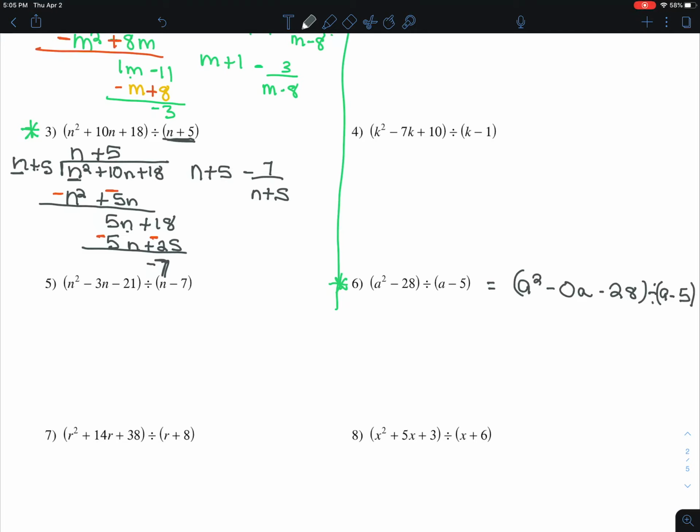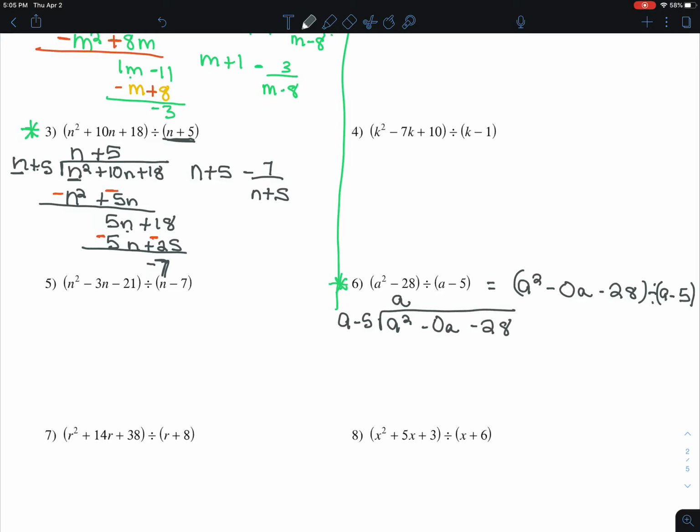Now, the reason I have to put the 0 there is because I need each term represented. So if the term is missing, I replace it with 0, whatever the variable is. So again, rewriting this, I get a minus 5 divided into a squared minus 0a minus 28. So what can I multiply by a to get a squared? You got it, a. So the first step was to divide.